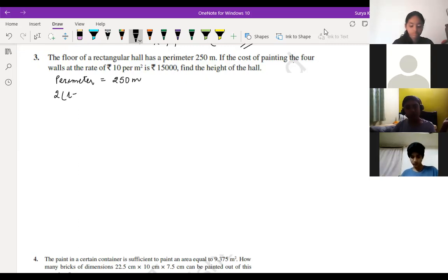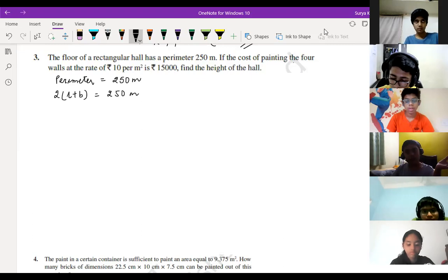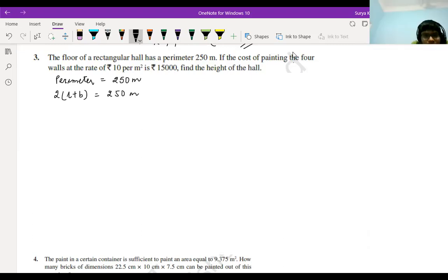Now, can you hear me? Yeah, I think it's 250. 2 into L plus B is equal to 250, right? Yeah. So here L plus B we can write, children, L plus B is equal to 125 meters. Can we write this? Yes, sir. Because L plus B is 250 divided by 2. Next, this part is clear. First line is clear. From that we got this first part.